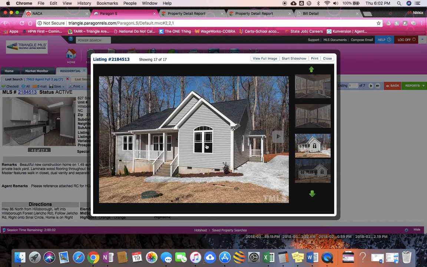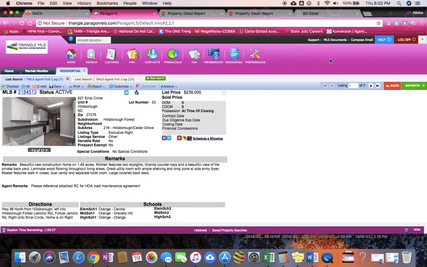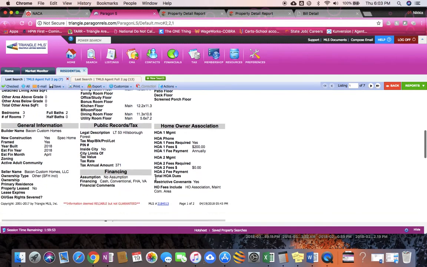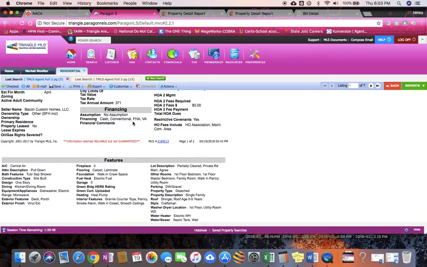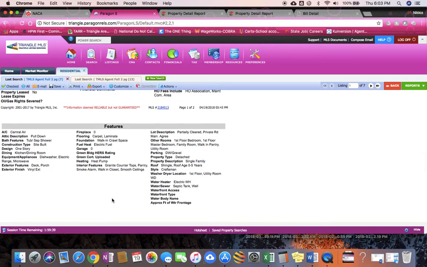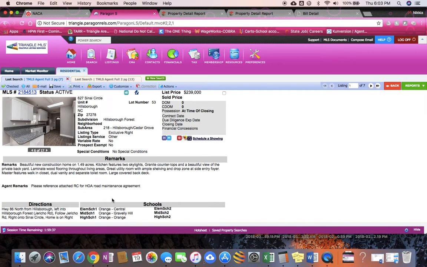And there you go. Beautiful home, beautiful area, no city taxes, county only. And this is actually taking cash, conventional, FHA, and VA loans. So I believe this will be a great option for someone, especially a first time home buyer. So this again is just an example. If you want to remember, it's Hillsborough Forest. And that should be it.